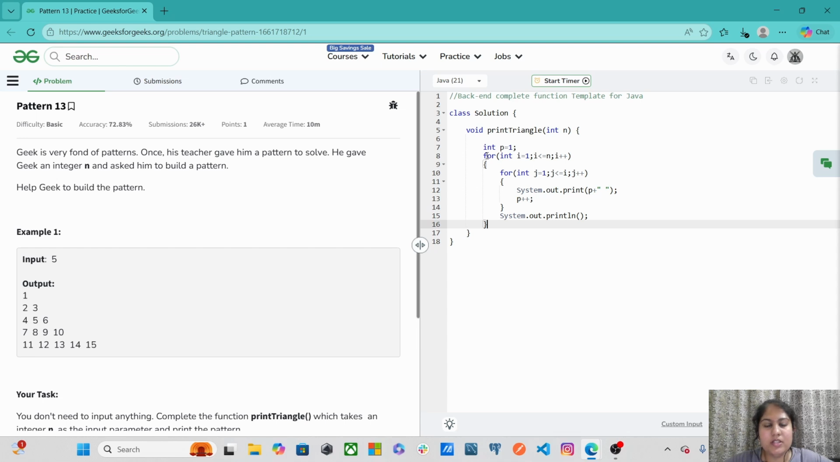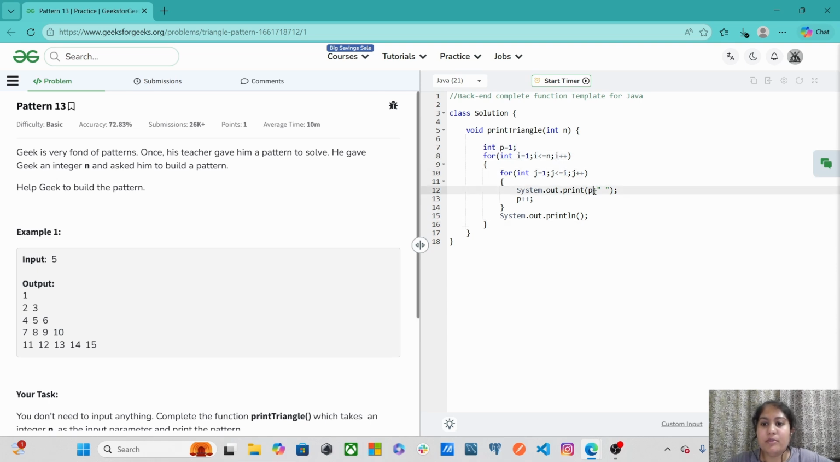So what we are doing, simply we are following our pattern printing rules. That is, we have to use nested loops. The first loop represents the number of rows, so it is starting from 1 till n. The second loop represents the number of columns inside each row, so it is starting from 1 till i, because i is representing here the number of rows.